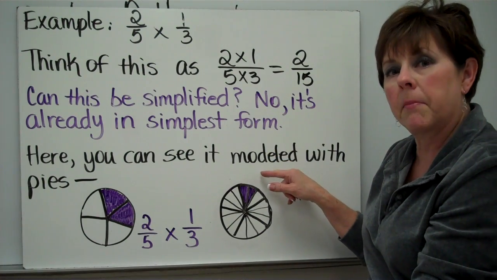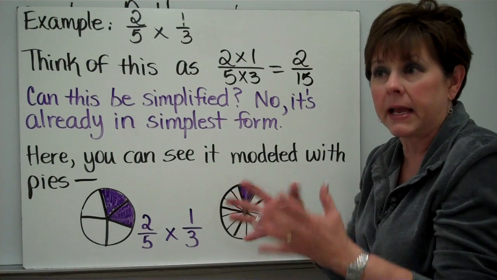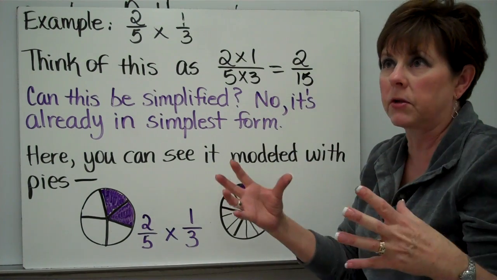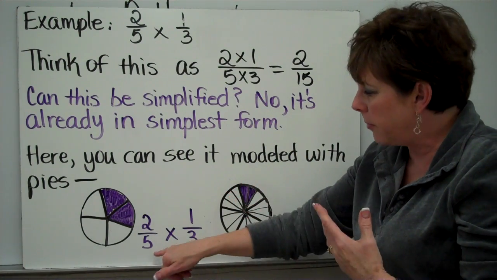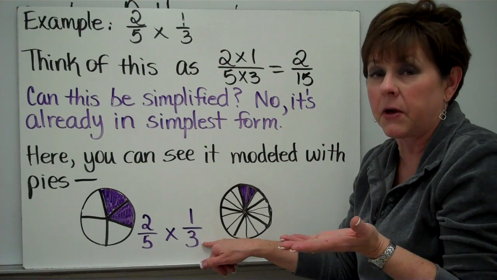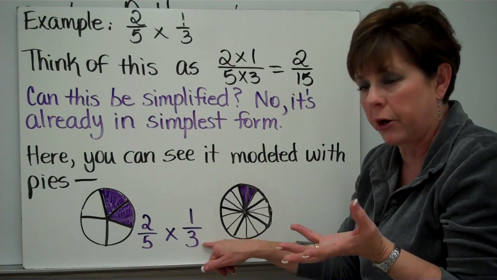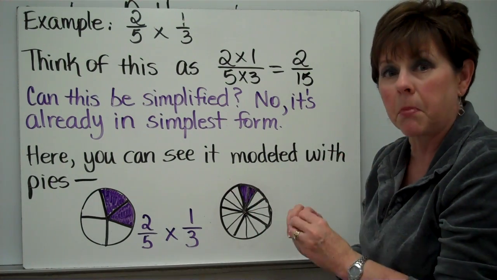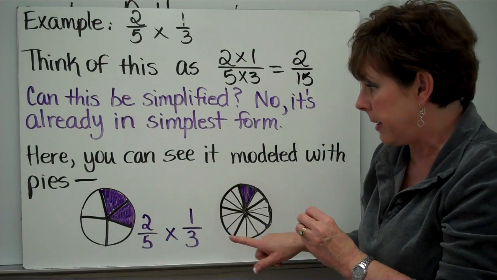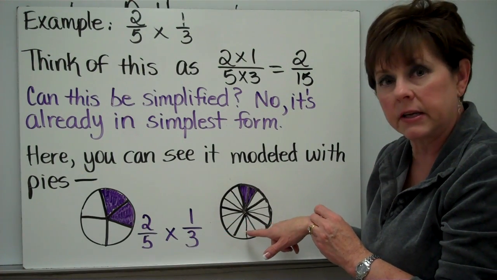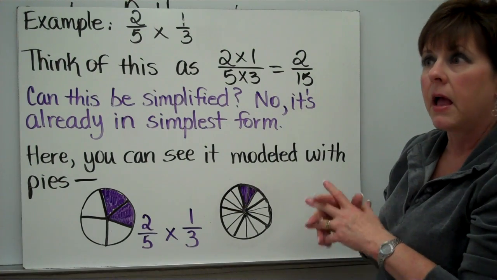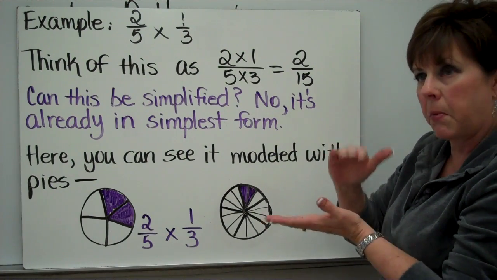It is a smaller amount. Normally when you multiply, you get larger numbers. But when you multiply fractions, the number doesn't get bigger. Remember what we said, though, about denominators being bigger. The pieces are actually smaller. You can see how big these are compared to these. So when multiplying, you know that the pieces are going to get smaller and smaller.